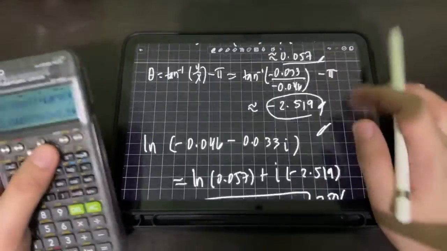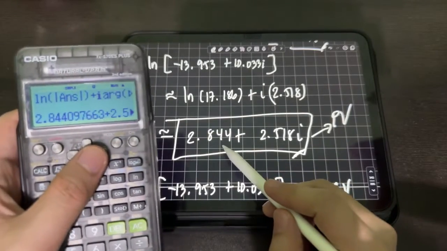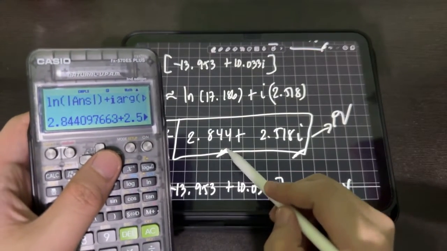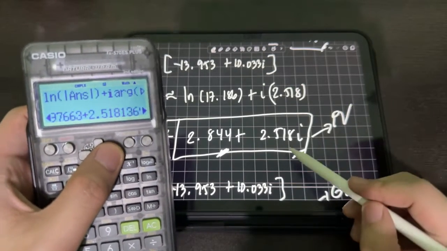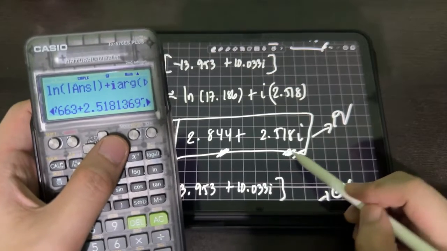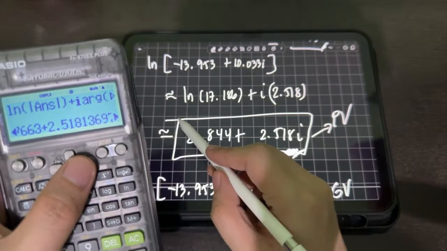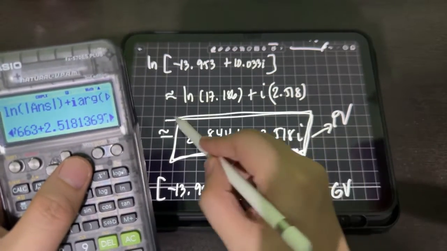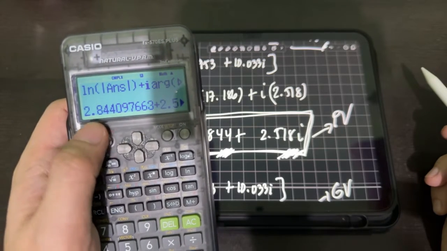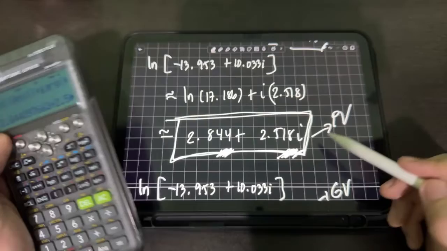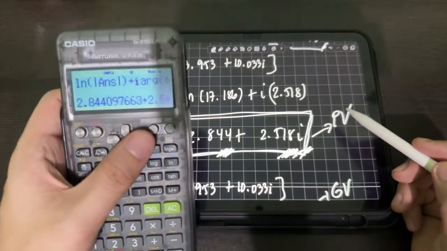Okay, let's check for the second set of answers. We have, for the real part, so this one is quite closer, 2.844 for the real part plus 2.518i. Okay, it's the closest answer that we got for the second set of answer for the arccosh. They are approximately equal using our manual computation and the answer in the calculator up to 3 decimal places.